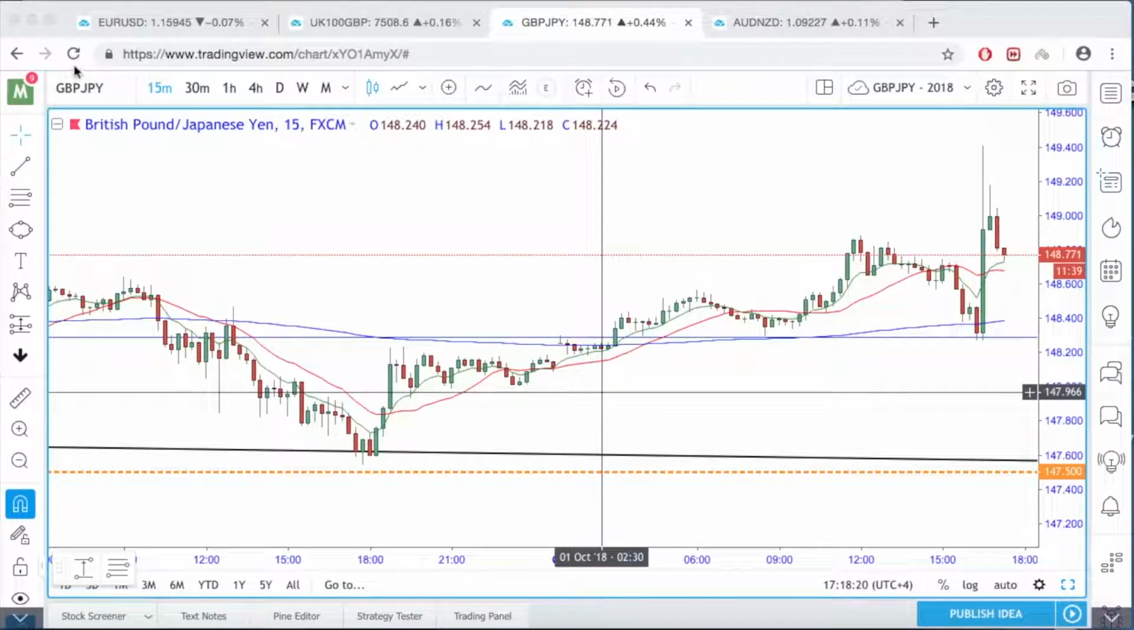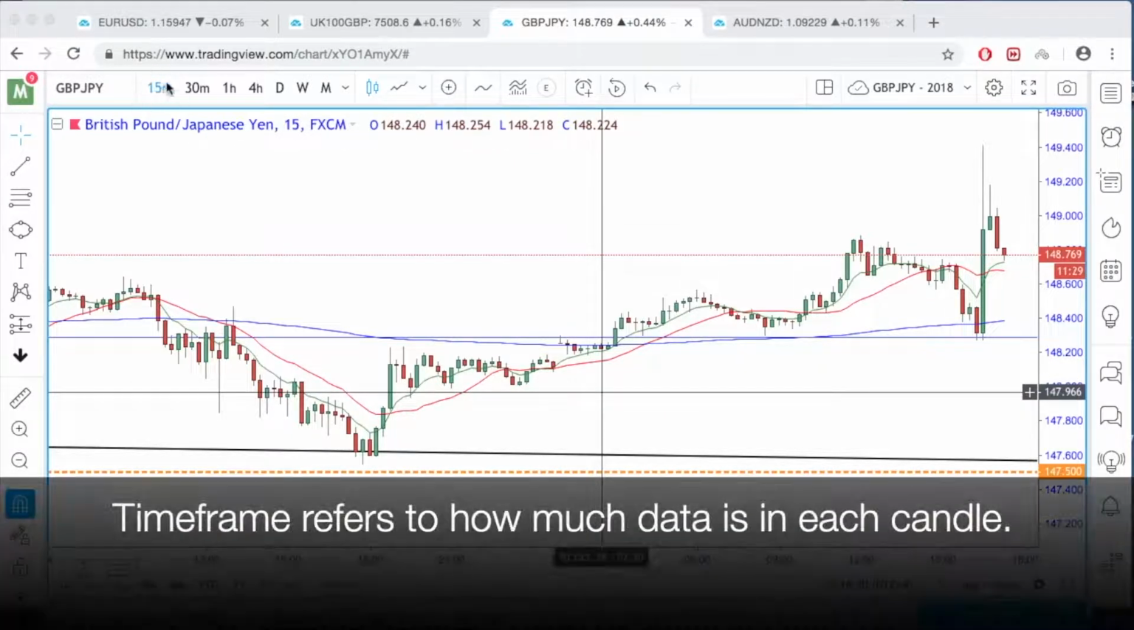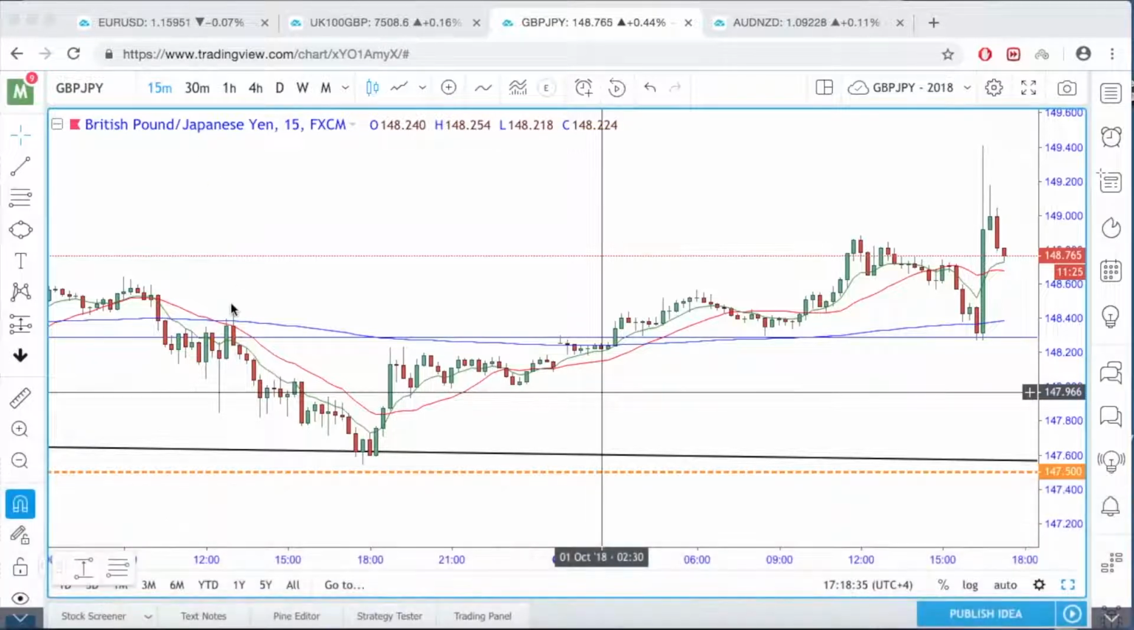So just to recap, on the left hand side up here at the top we've got the currency that we're looking at. In this case it is the British pound against the Japanese yen. Currently I'm on a 15-minute chart, which basically means that each candle here represents 15 minutes worth of price action. So as we can see right now, the market is open and you can see this price here, it is moving.